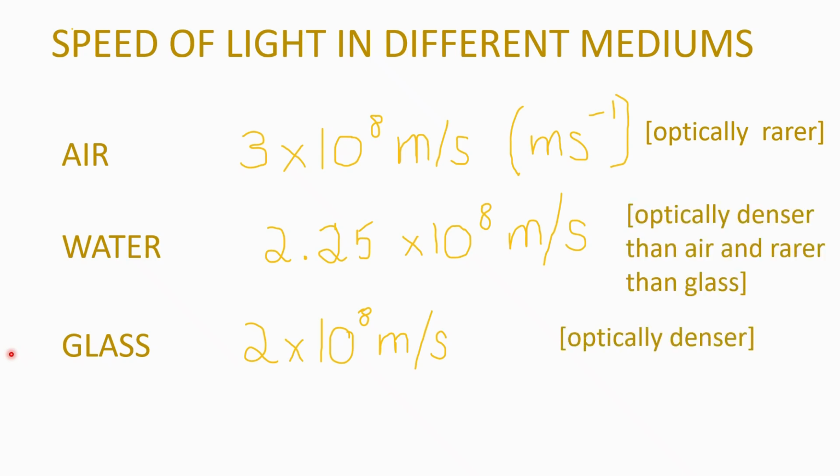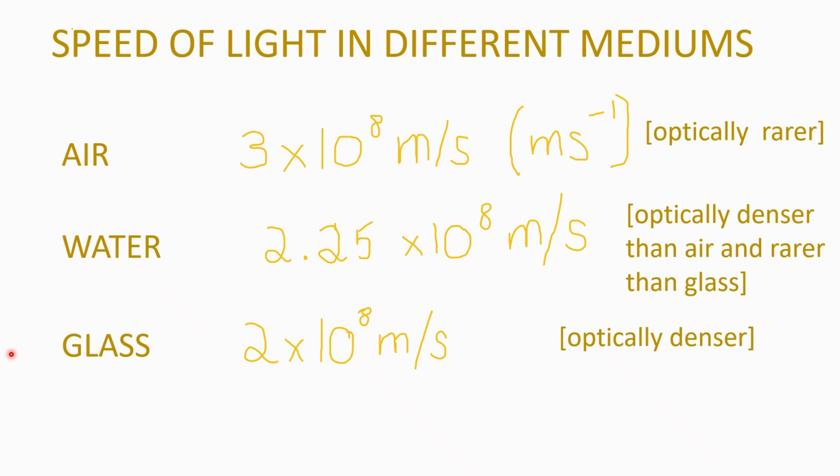Another very important concept is that when the speed of light increases, the more optically rarer the medium becomes. For example, in this, the speed of light is maximum in air. So air is optically rarer than both water and glass, whereas glass is having the least speed. So glass is optically denser than air and water.